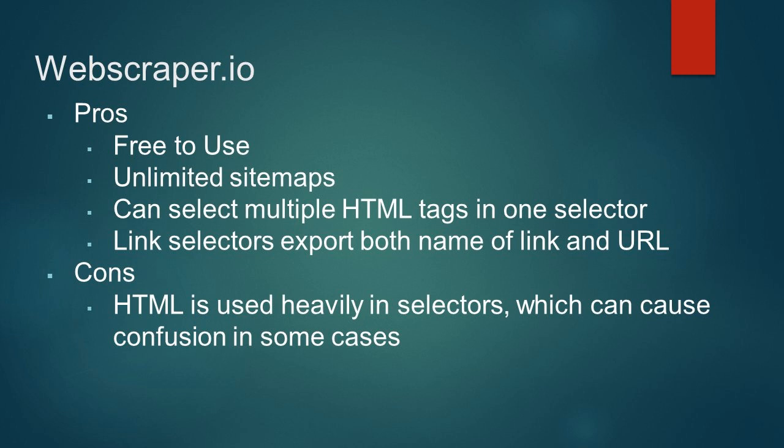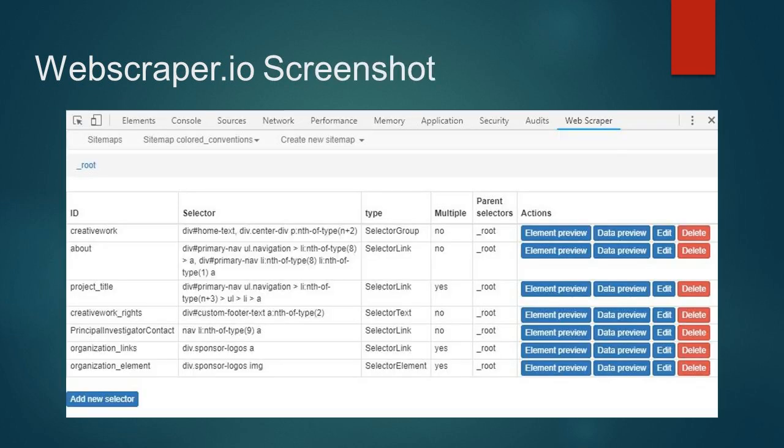One drawback is that the HTML is very present in the selectors, so if you're not really familiar with HTML, it can get a little confusing. So this is just another screenshot of a sitemap that I built. You can see in the second column here that is the specific code that it's pulling from this website, and each column just gives you some piece of information.